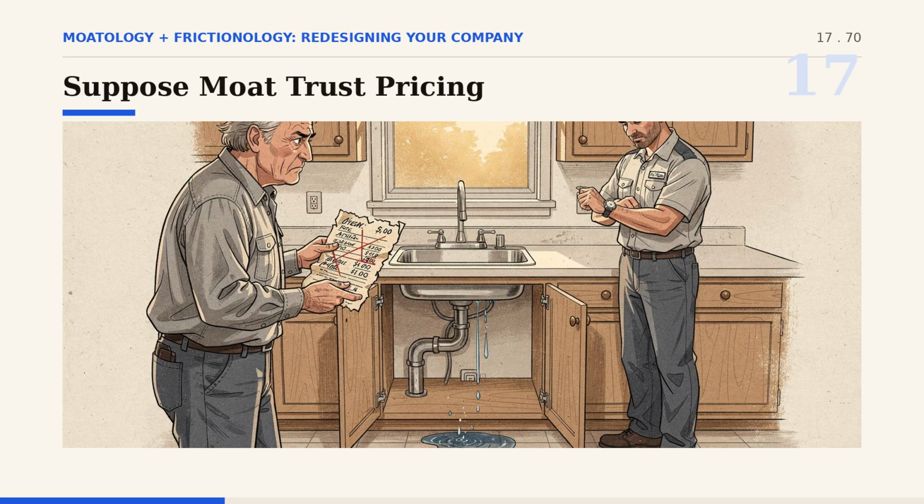Suppose the moat is trust. If pricing is opaque, policies are inconsistent, or customers receive conflicting answers, friction erodes the trust faster than marketing can rebuild it. Suppose the moat is speed. If every decision requires owner approval, the company has placed a bottleneck directly in front of its advantage.